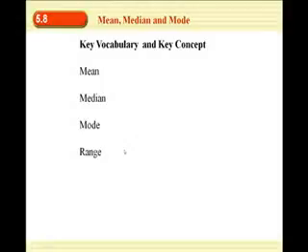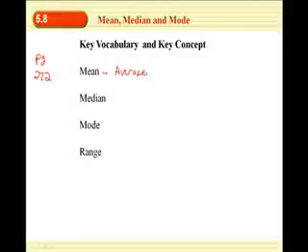Alright, this is the last one for chapter 5. This is mean, median, and mode and range. This is page 272 in your book. So if you take a look with me, these are your key concept boxes right here. Mean is just the average.